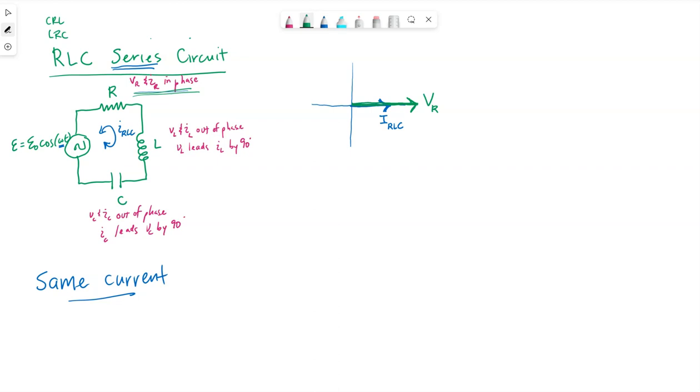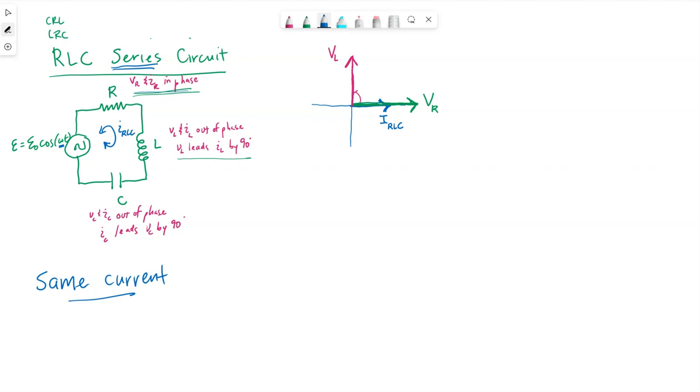Now the inductor and capacitor. For the inductor, the voltage leads the current by 90 degrees. So I need to go ahead of my current phasor by 90 degrees and draw the voltage across the inductor's phasor. So what this means, since I've chosen a moment in time where the current is a maximum value, at this exact moment in time, the voltage drop across the inductor will be 0, which is fine.